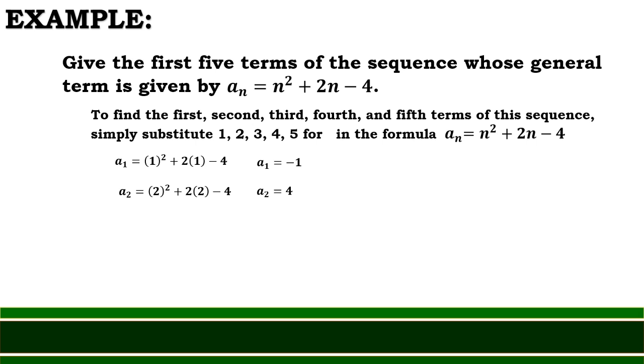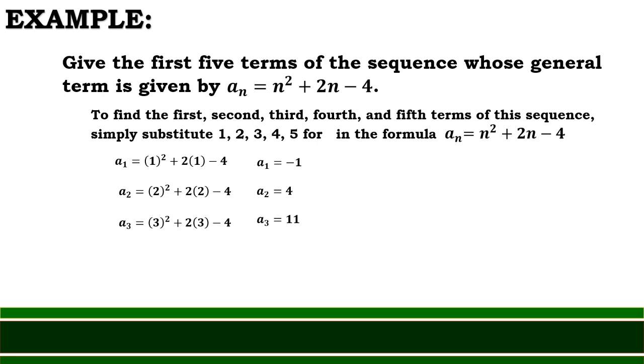How about the third term? For the third term, you have 3 squared plus 2 multiplied by 3 minus 4. 3 squared here will give you 9. And 2 multiplied by 3 will give you 6. So 9 plus 6 will give you 15. And 15 subtracted by 4 will give you 11.